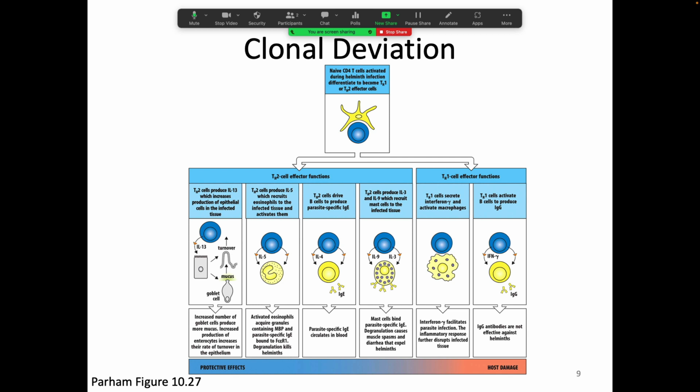Here, I'll be lumping deviation and suppression, 2 of our 4 mechanisms, together. Because suppression can also be like, you were supposed to make Tregs, but you didn't. So those 2 can be very similar in that they're both about messing up which kind of helper T cell subset you have.